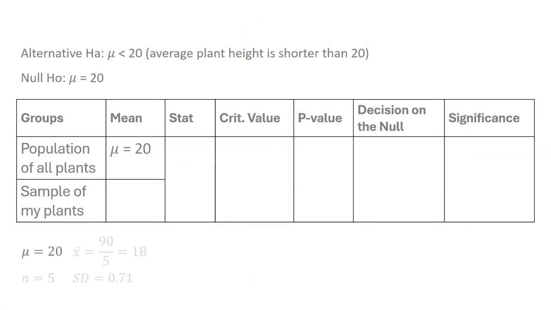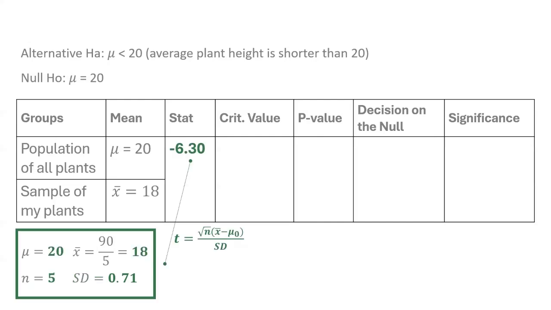Now that we have our null hypothesis, let us complete the statistical table in front. First is the sample mean, x bar equals 18. Our sample size, by the way, is n equals 5. We also calculate the standard deviation, SD, which is 0.71. Next, using the four values, we can use the one-sample t-test to calculate the t-statistic of negative 6.30.